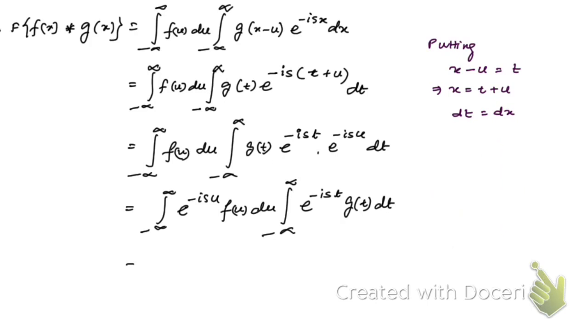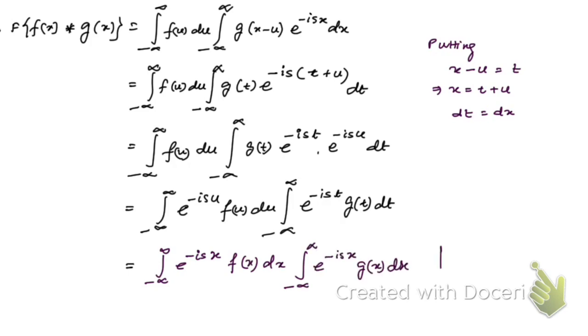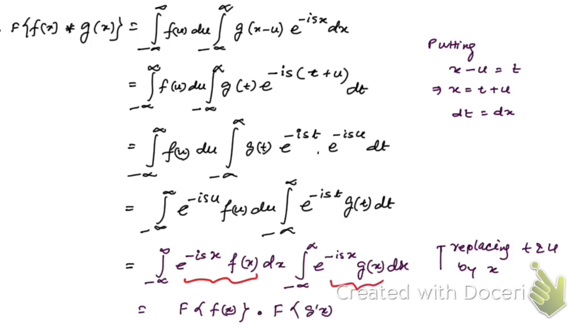So let me replace them by x, replacing t and u by x. Here you see, by the definition, this is the Fourier transformation of f of x, into the Fourier transformation of g of x. And the Fourier transformation of this is the proof. So it is the product of the Fourier transformation of f of x and the Fourier transformation of g of x. That is what we needed to prove.